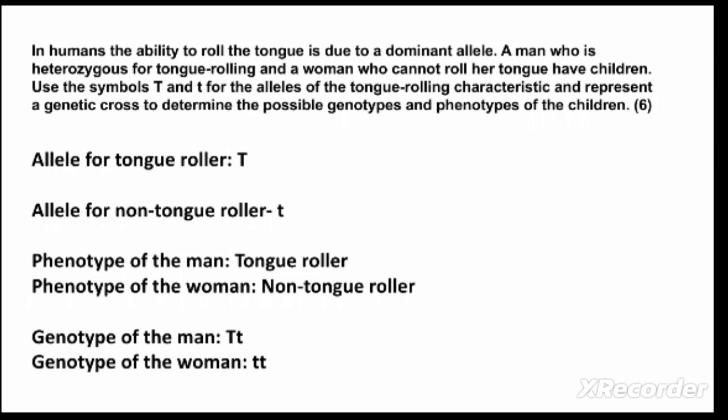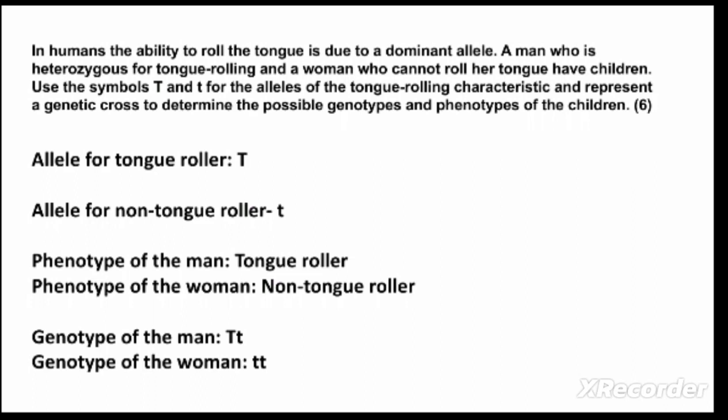So the genotype for the man, they said the man is heterozygous. Heterozygous, that is capital letter T and a small letter t. Genotype of the woman: because she cannot roll her tongue, then that is small letter t and a small letter t.